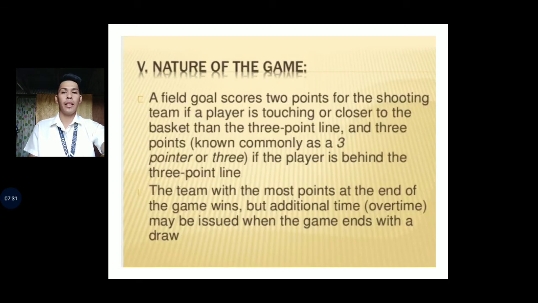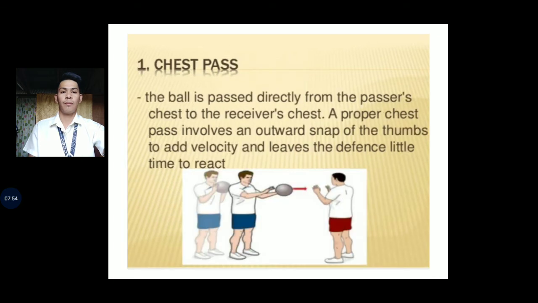Okay, nature of the game. A field goal scores 2 points for the shooting team if a player is touching or closer to the basket than the 3-point line, and 3 points, commonly known as a 3-pointer or a 3, if the player is behind the 3-point line. The team with the most points at the end of the game wins, but additional time, overtime, may be issued when the game ends with a draw.